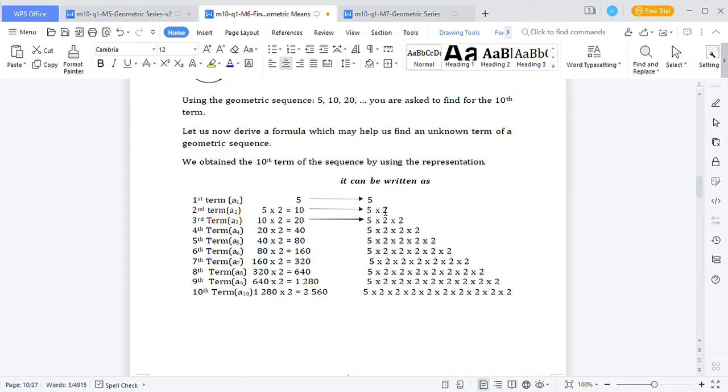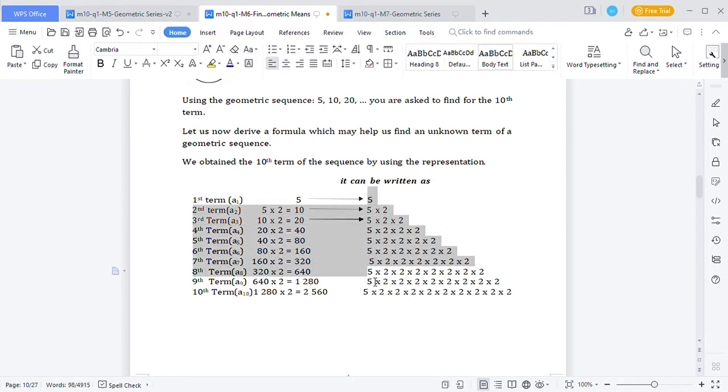So how did we get the formula? Here we have 5, and our 5 there is what we call the first term. How did we get the second term? You have 5, and then 5 times 2 gives the second term, which is 10. Then 5 times 2 times 2 is 20. And we can get 40 by multiplying 5 times 2 times 2 times 2.